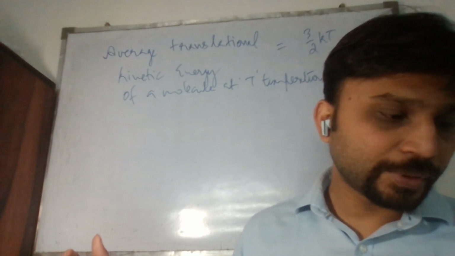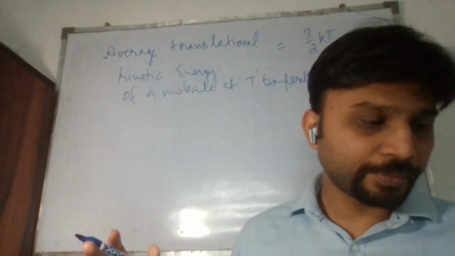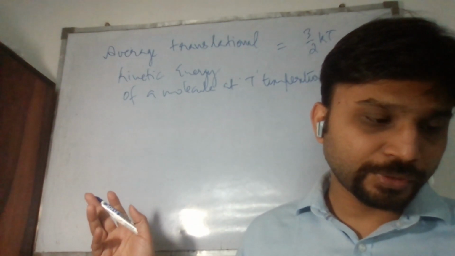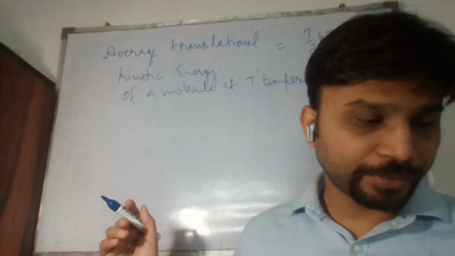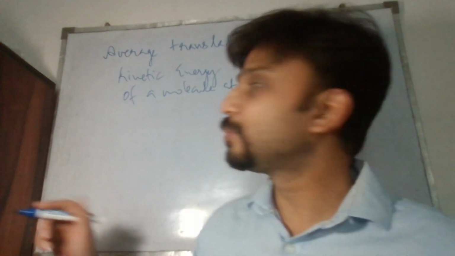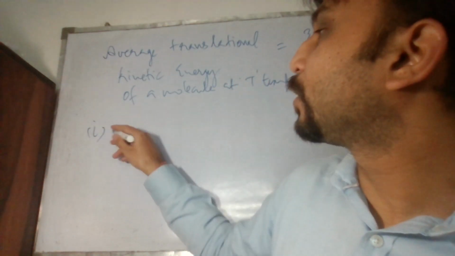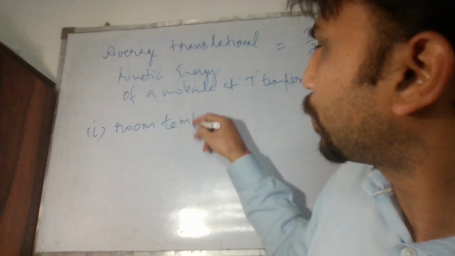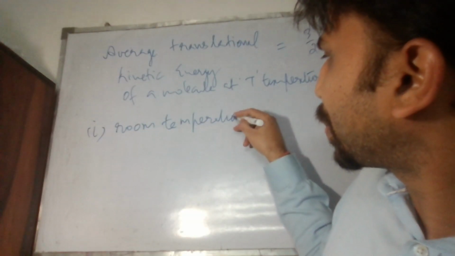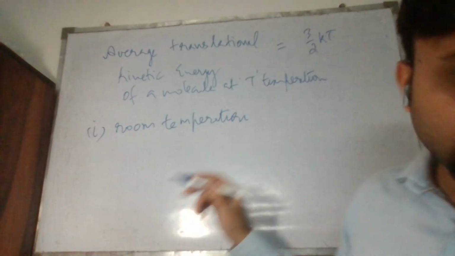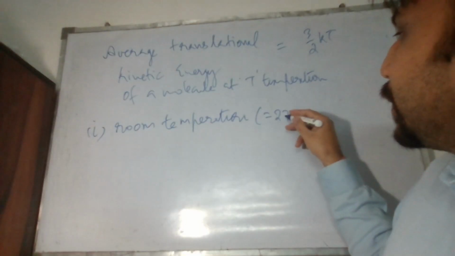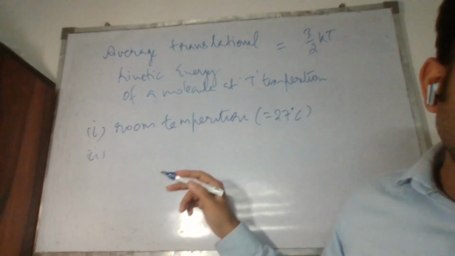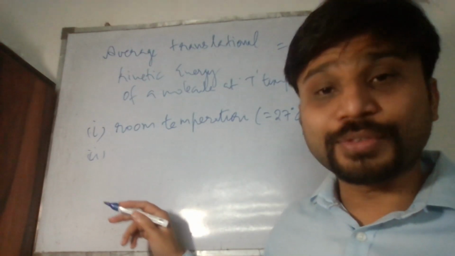Then we have: estimate the average thermal kinetic energy of a helium atom at room temperature, that is 27 degrees Celsius, at temperature on the surface of the Sun.